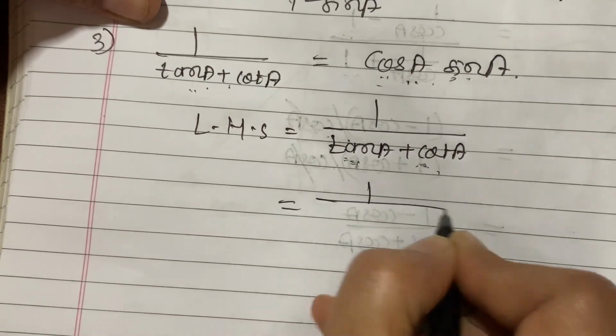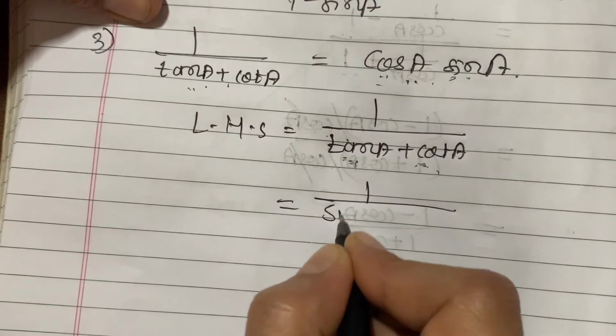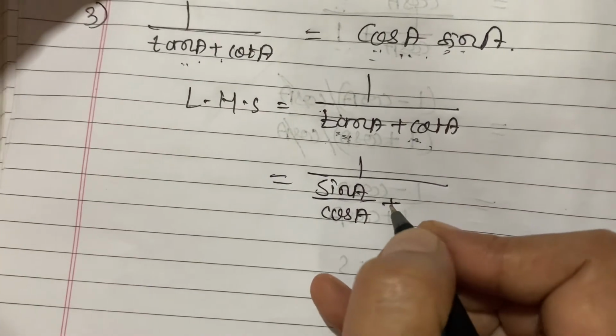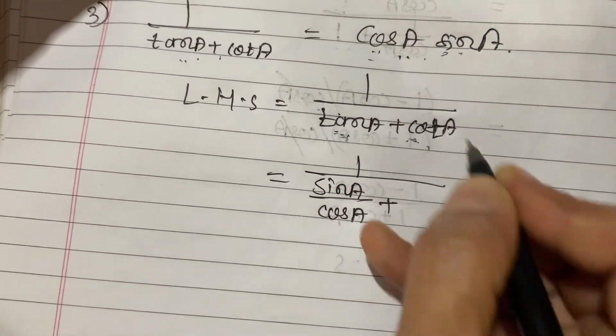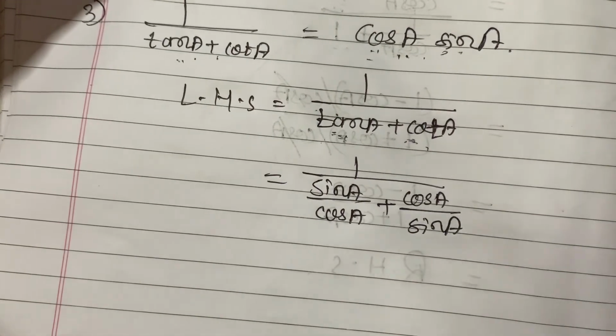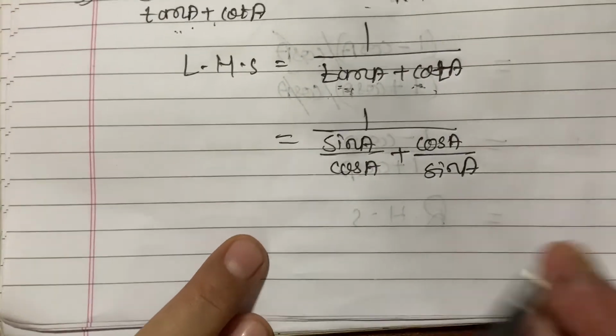So tan A means what? Sine A upon cos A, plus cot A means what? Cot means cos A upon sine A. Okay. Yes, this is called the quotient relationship.